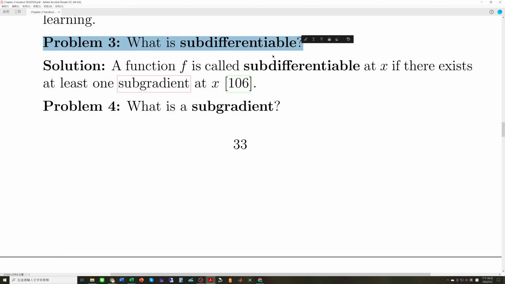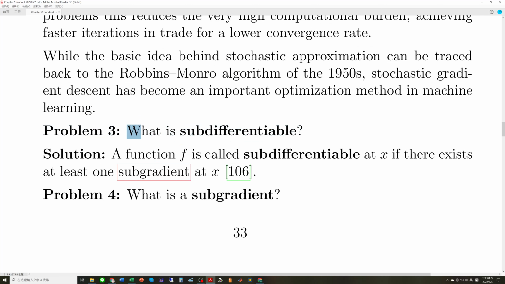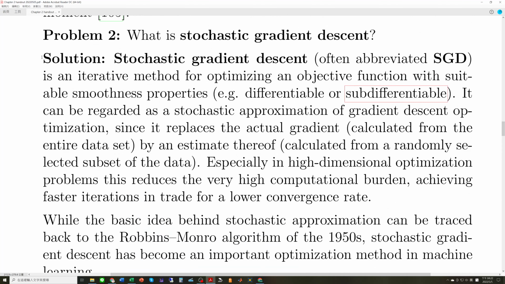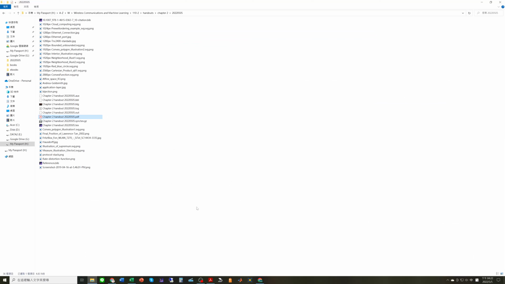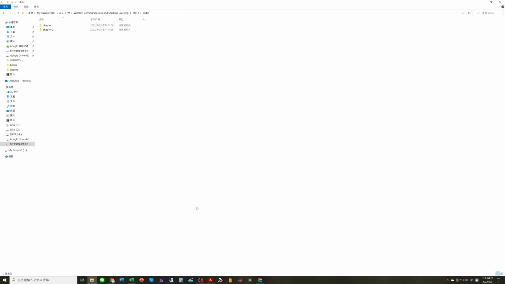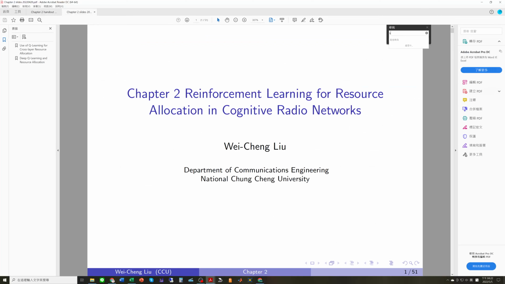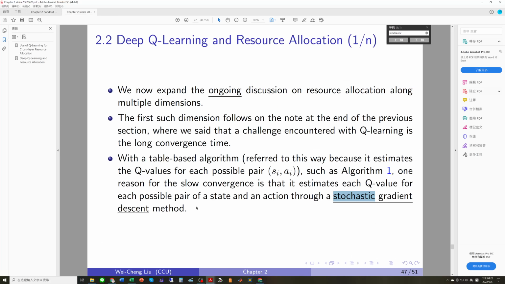What is subdifferentiable? And why do we need to know what is subdifferentiable? Because it appears in the solution to problem 2. What is stochastic gradient descent? So why do we need to know what is stochastic gradient descent? It is because, okay, let us open the slides of chapter 2, and search for stochastic. Because the term stochastic gradient descent appears on page 47 of the slides of chapter 2.